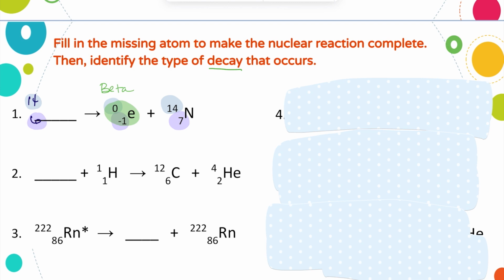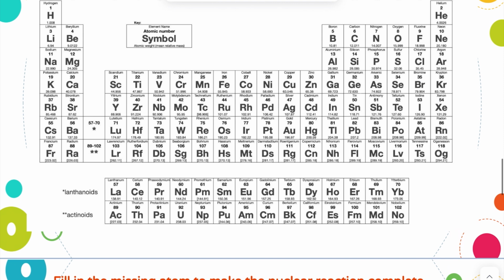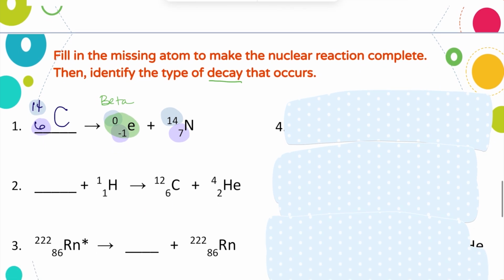Well, how can I figure out what element that is? I can go up to my periodic table, and carbon is number 6. Then I can fill in the symbol once I know the protons. So carbon-14 undergoes beta decay to emit an electron and nitrogen-14. All right, looking at this next one.